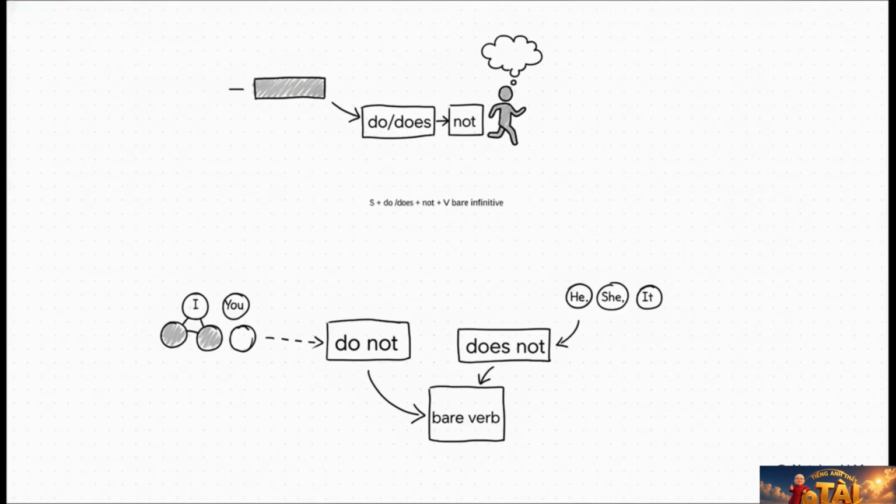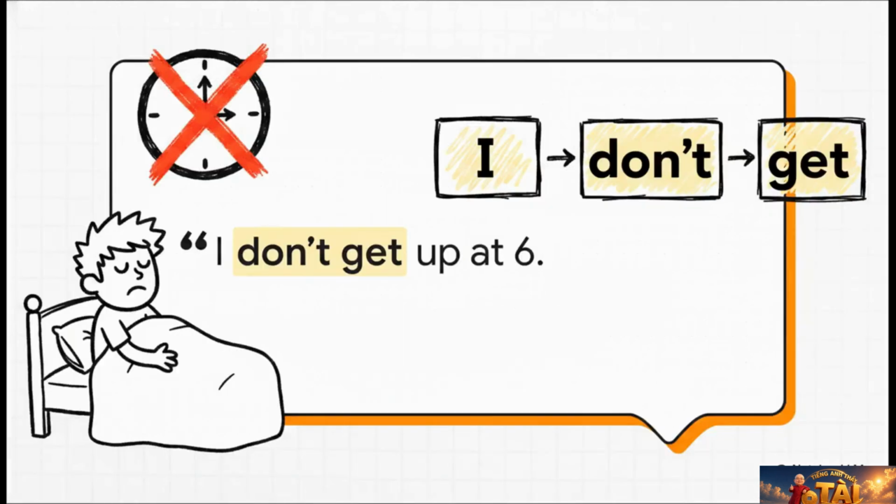Now, what if we want to build a negative sentence? We just pop in a brand new block. We use do not for I, you, we, and they, and we use does not for he, she, and it. And hey, here is the real magic trick. The second you put in do not or does not, your main verb goes right back to being perfectly bare, no matter what the subject is. Check this out. This do not block effortlessly transforms a daily habit into a negative statement. We just sandwich the word don't right between the subject I and our bare verb get. It's incredibly straightforward once you visualize the blocks fitting together like that.